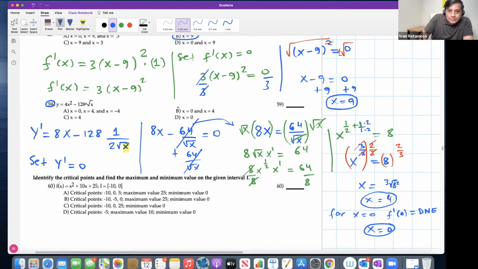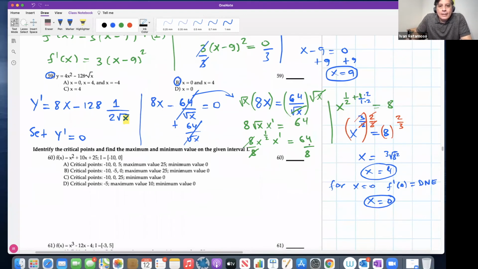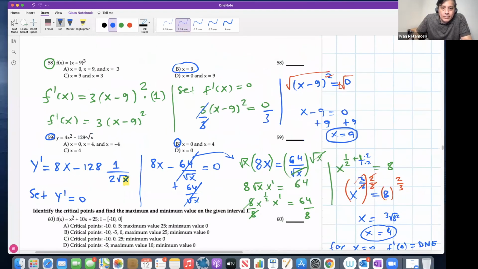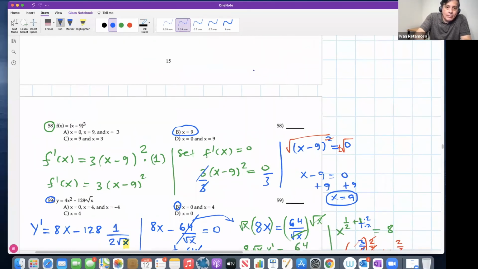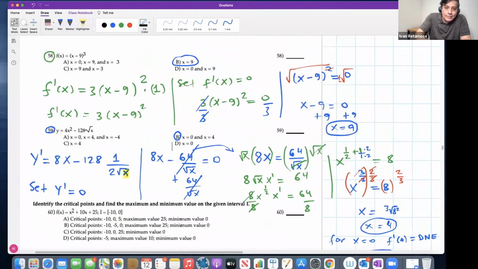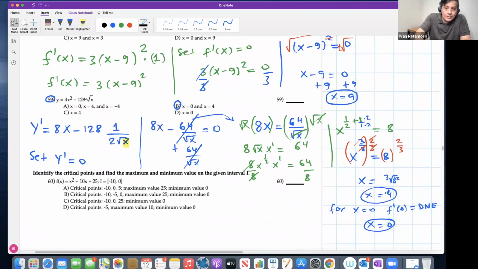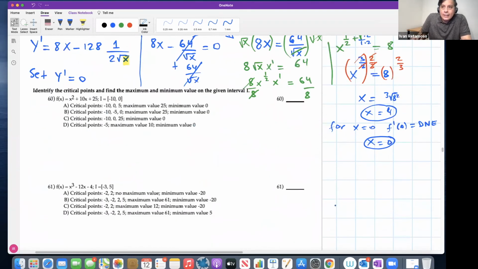You follow, guys? Very tricky question, right? 0 and 4, 2 critical points. But compare, right? Most of the time, it will be enough to take the derivative, set it equal to 0 to get your critical point. But in some rare cases, this happens, right? So you should know that too. Yeah, great. Now, let's move on, guys.